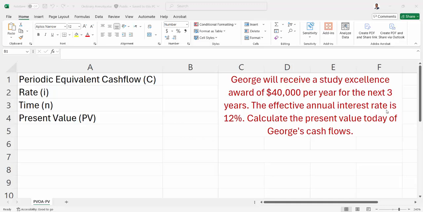This video is about calculating the present value of ordinary annuity using Excel. Let's go through our example.